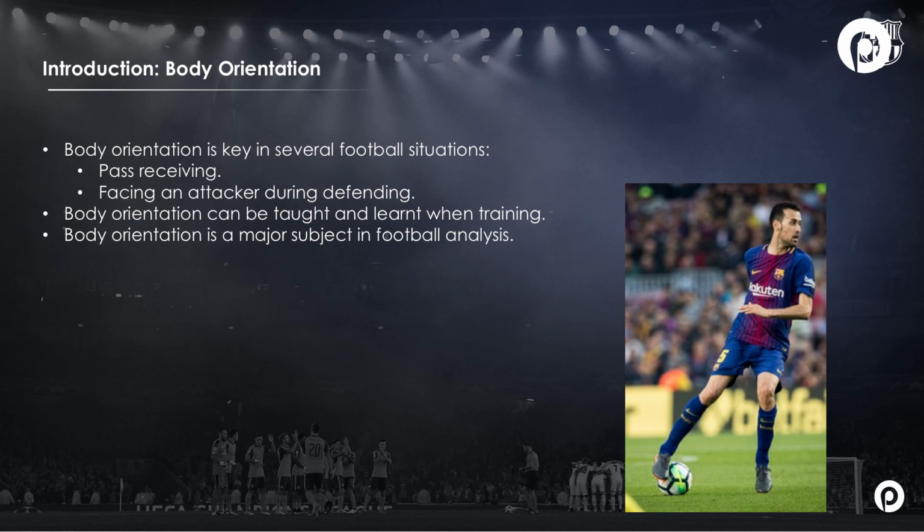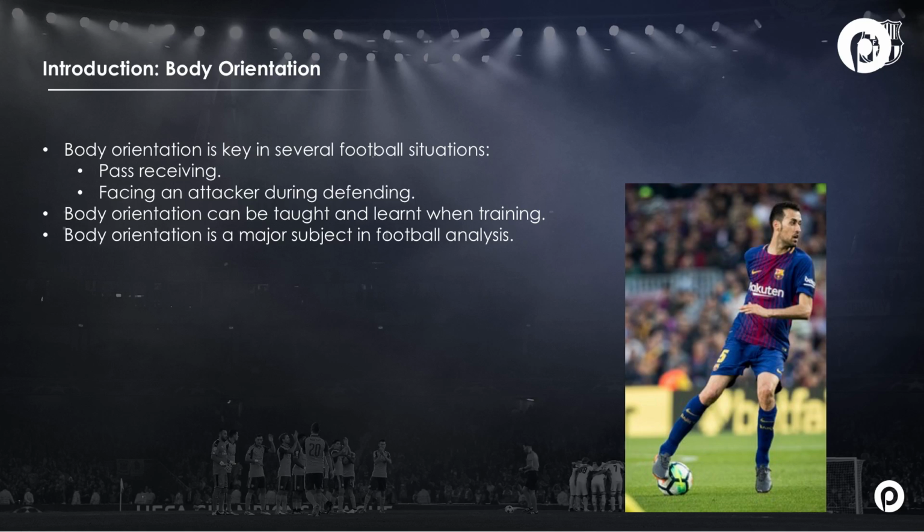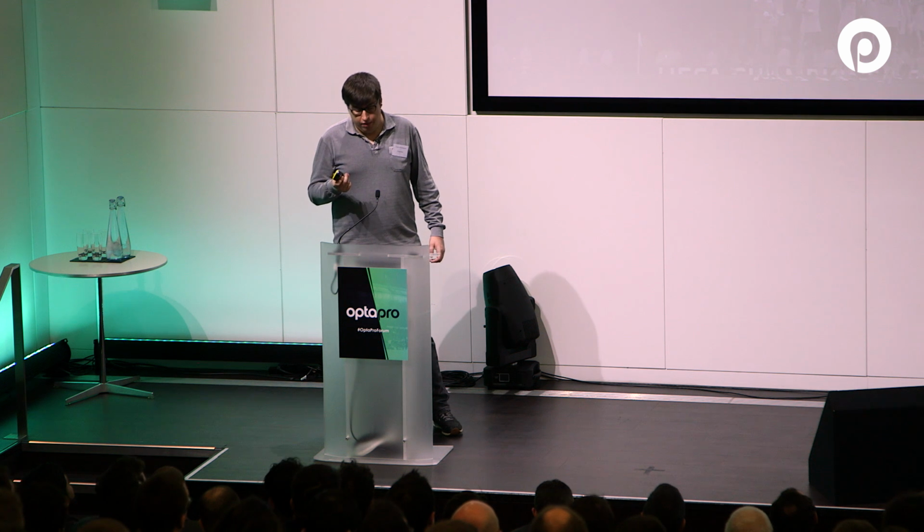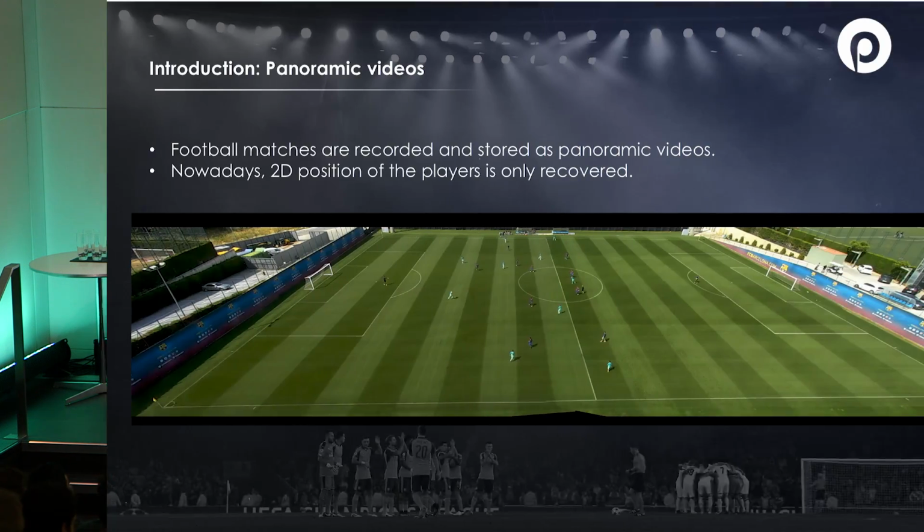So, body orientation. Body orientation is key in a football match because, on one hand, in probability pass models, if you have body orientation, you know where you can pass the ball. On the other hand, if you are a defender and an attacker is coming at you, if you are badly oriented, the attacker will surpass you easily. This body orientation can be taught and learned in training. Also, body orientation is not computed yet, and is a major subject in football analysis.